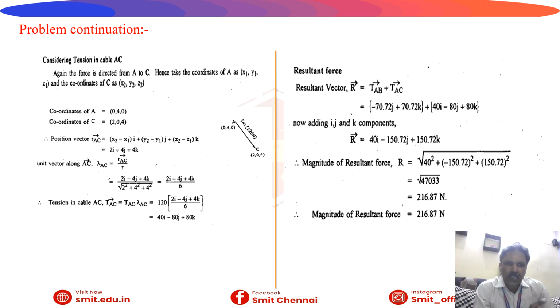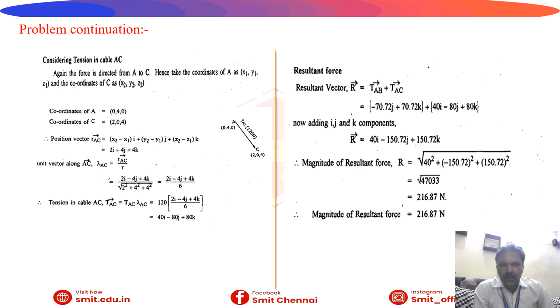Cable AC also the same procedure. We have to take the coordinates for A separately, coordinates of C separately, then position vector: separate those values, that is x2 minus x1 in that order, y2 minus y1 j plus z2 minus z1. Then you will get 2i minus 4j plus 4k. Then applying unit vector along AC, lambda AC is equal to RAC vector by R. Simply use the simplification 2i minus 4j plus 4k. Then in the denominator, after applying square root you will get 6.